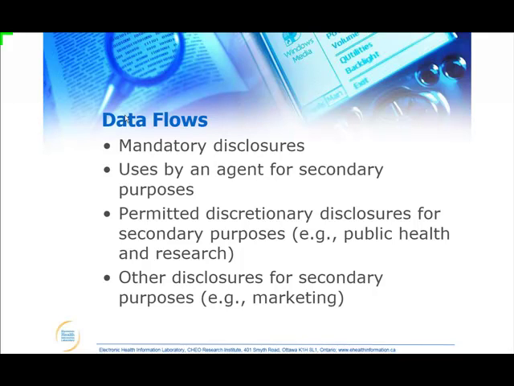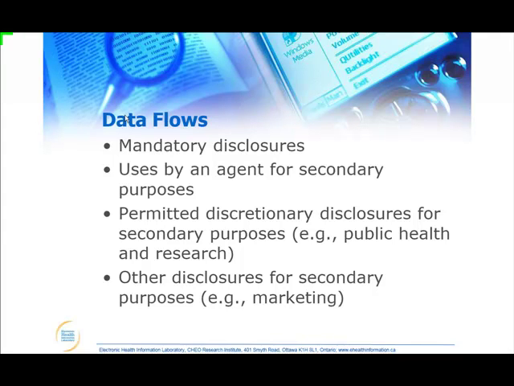Then you have permitted secondary disclosures. Again, I'll use public health as an example. Certainly in Ontario, information is allowed to be disclosed to public health. Identifiable information is allowed to be disclosed to public health without patient consent, with a very broad definition of what public health is. So this is permitted in Ontario and in a lot of other jurisdictions. However, the disclosures are discretionary. So the providers may decide not to disclose this data.